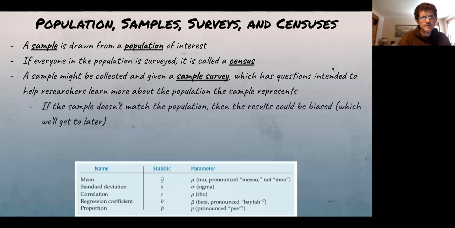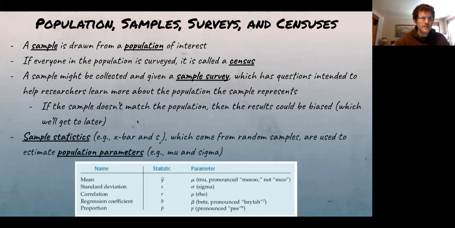So if the sample doesn't match the population, then the results could be biased. We're going to get to bias later, but let's just start by saying that if your sample is not representative of the population, your entire analysis is worthless. So you need to make sure that sampling is, it seems simple enough. It's like, oh, I just want to ask these questions. I don't care. I'll just ask these people. But if you don't get your sampling right, then nothing else matters.